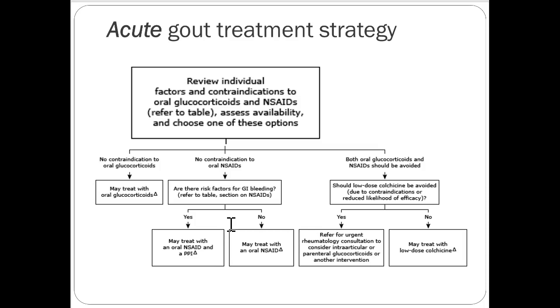So if there's no contraindications to oral glucocorticoids, you can treat with that. No contraindications to oral NSAIDs. Look at risk factors. If there are no risk factors, you may treat with an NSAID. And if you have contraindications to both, probably look at colchicine.